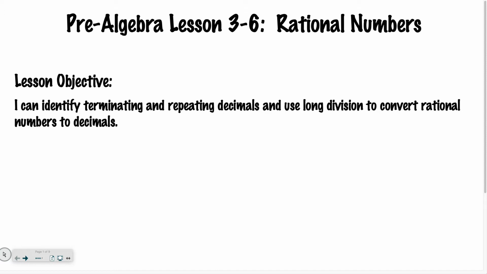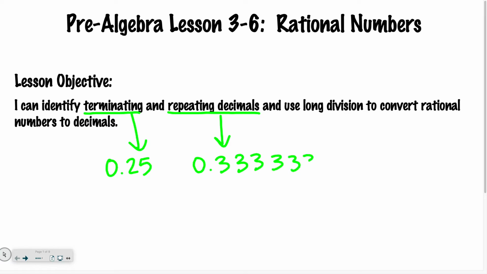So the first thing I'm going to talk about before I move on to the example is the word terminating. Terminating means that something comes to an end. So an example of a terminating decimal would be 0.25. A repeating decimal is where numbers repeat. It's in its name. So if we have a pretty common repeating decimal, we have 0.3333, and that 3 continues on, fills up your entire calculator screen, but it goes on forever and ever.